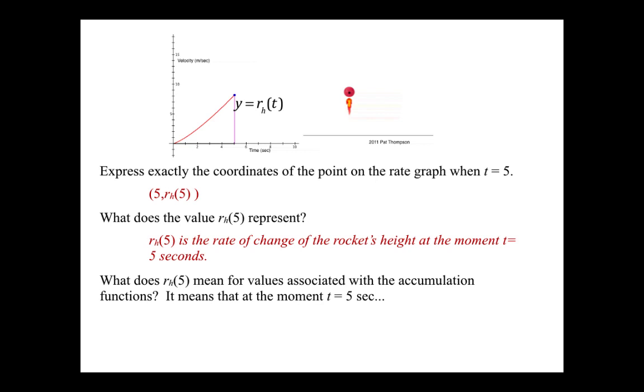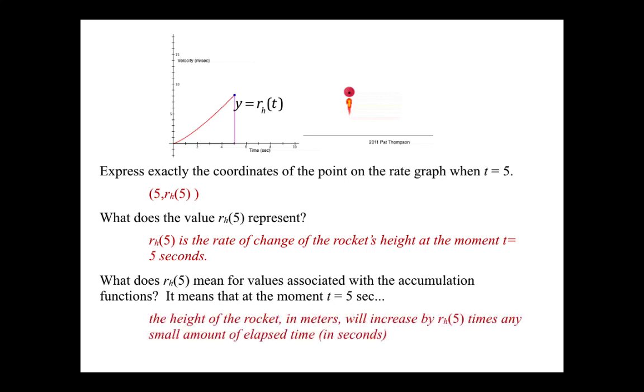So again, just interpreting this, the height of the rocket in meters will increase, because it's a positive number regardless of anything else that we might want to estimate. It's definitely a positive value. The height of the rocket in meters will increase by r sub h of 5 times that small amount of elapsed time, or that small increment of time that we allow to pass. But it has to be an amount of time around t equals 5.